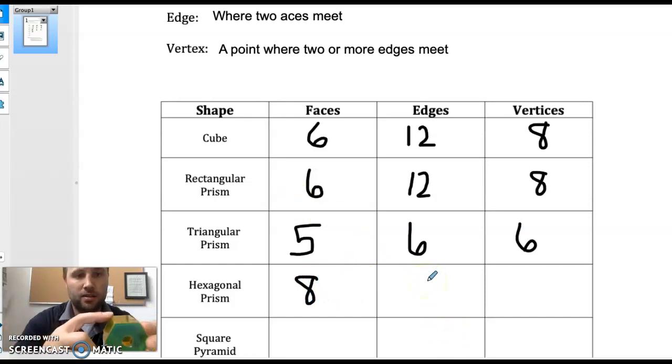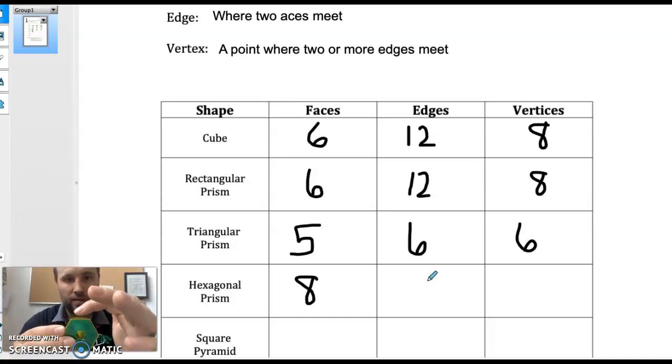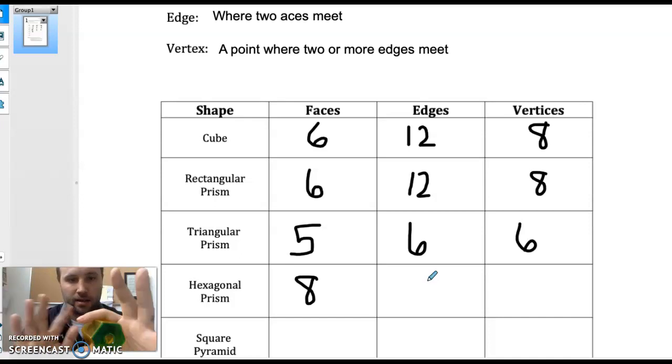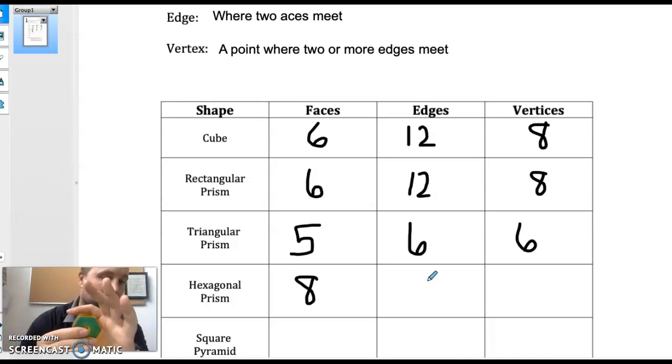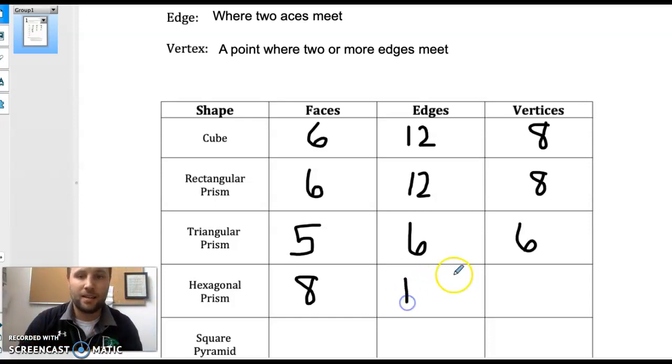Okay, edges. Oh, so let's start over. 1, 2, 3, 4, 5, 6. Then we got 6 here, 6 here, and 6 here. So 6 around, 6 in front, 6 in the back. 6, 12, 18 edges. Okay.